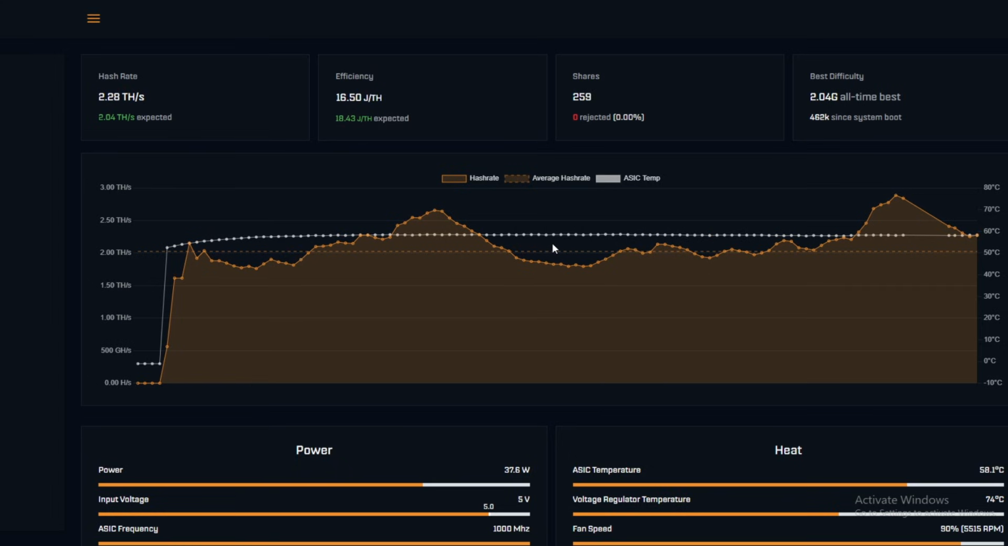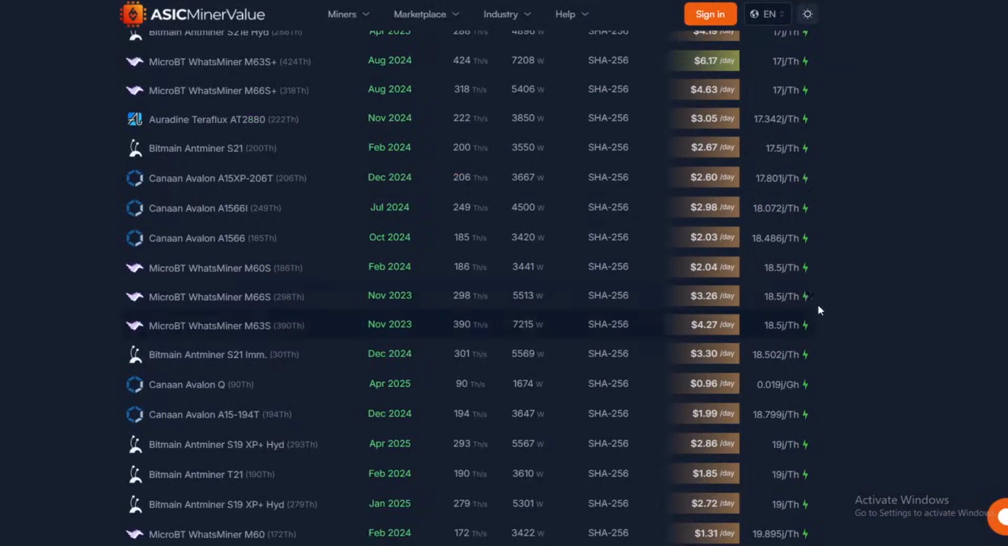So we have hit up to 2 terahash previously, I think in a couple of videos, but never had it as the average of 2 terahash or above. The efficiency right now is saying 16.65, but if we go based on the expected, which is 18.48, and we compare it to some other miners, it is nearly bang on with the Canon Avalon A1566.